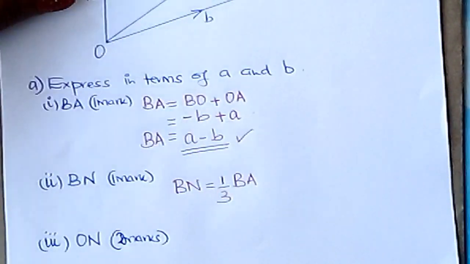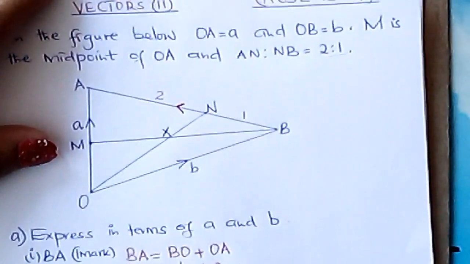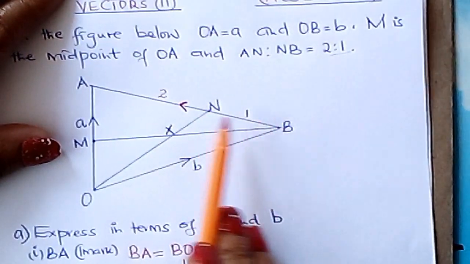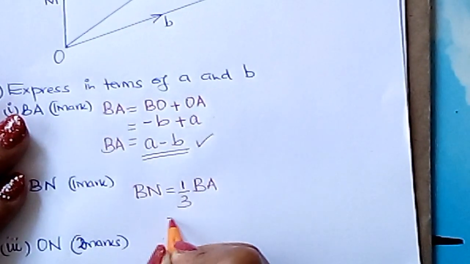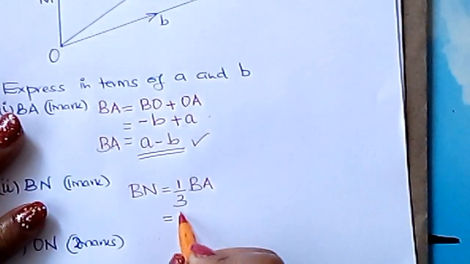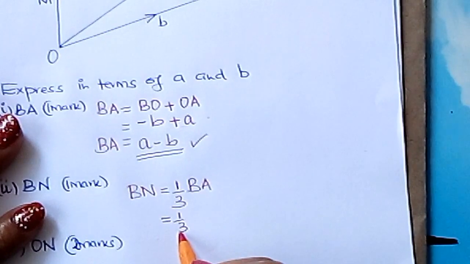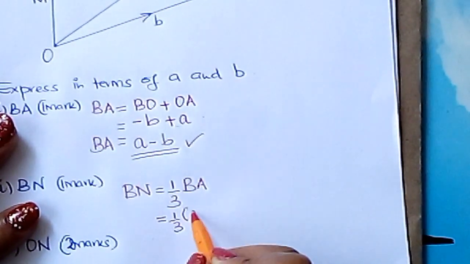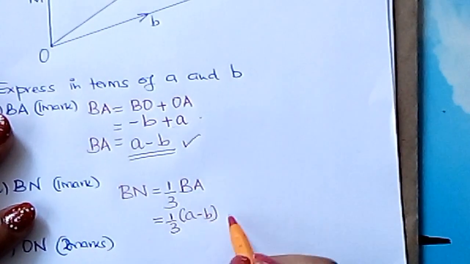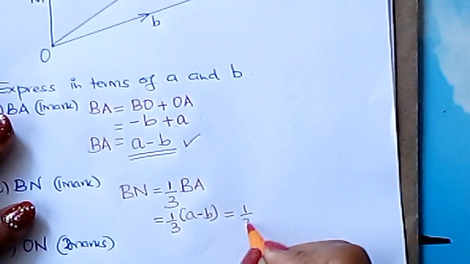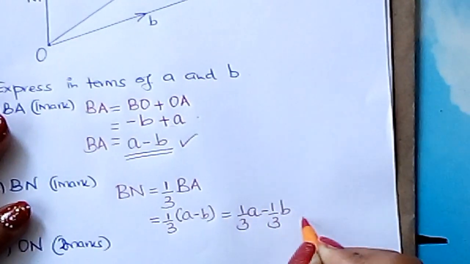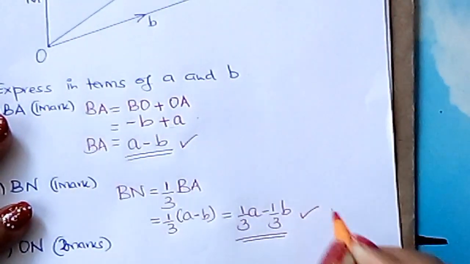I hope you can see that vector BN is a third of BA. But, learner, we have said that vector BA is what? So you come and say this is a third of vector BA, and BA from up here is A minus B. And therefore you remove the bracket, you get a third A minus a third B.